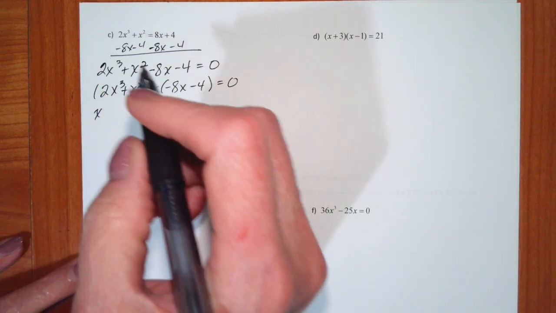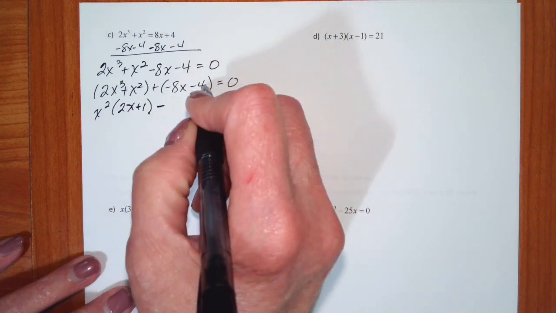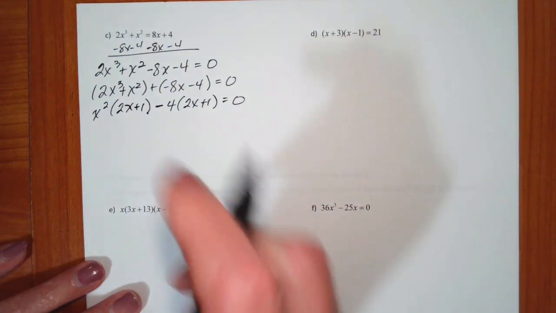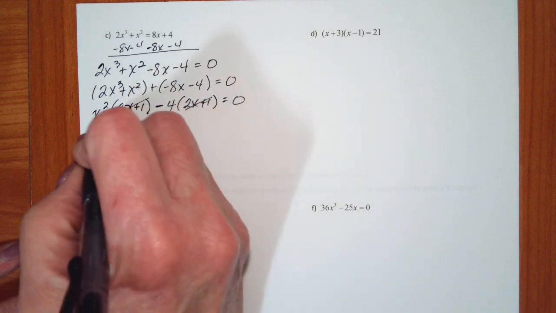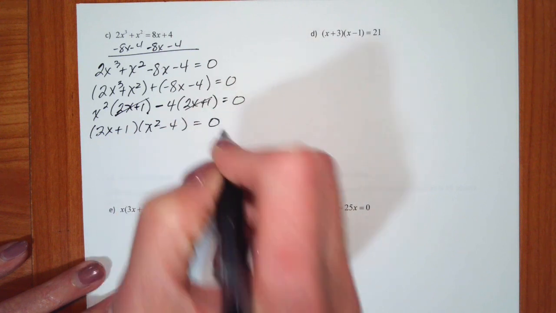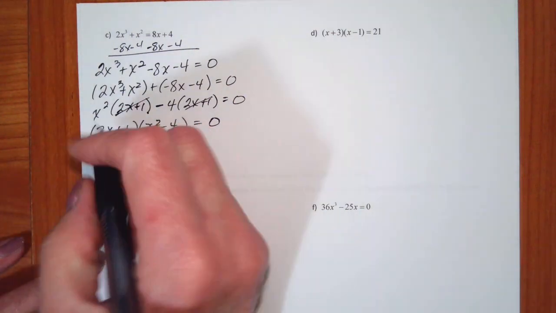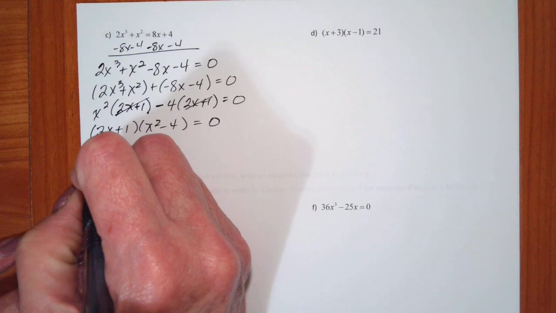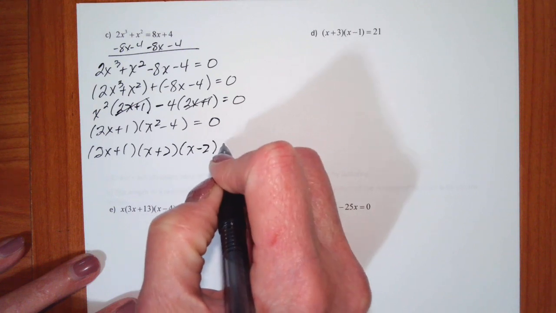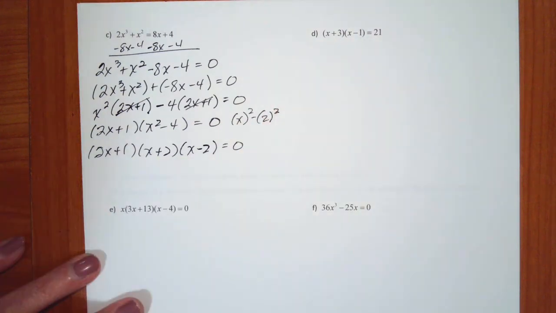Greatest common factor here is x to the second, and I'm left with 2x plus 1. I'm going to pull out a negative here, and it's a negative 4 times 2x plus 1 equals 0. Greatest common factor now is the binomial 2x plus 1. I'm left with x squared minus 4. But now I notice this is a difference of squares. So this becomes 2x plus 1 times x plus 2 times x minus 2 equals 0. Because this is x squared minus 2 squared, a difference of squares.